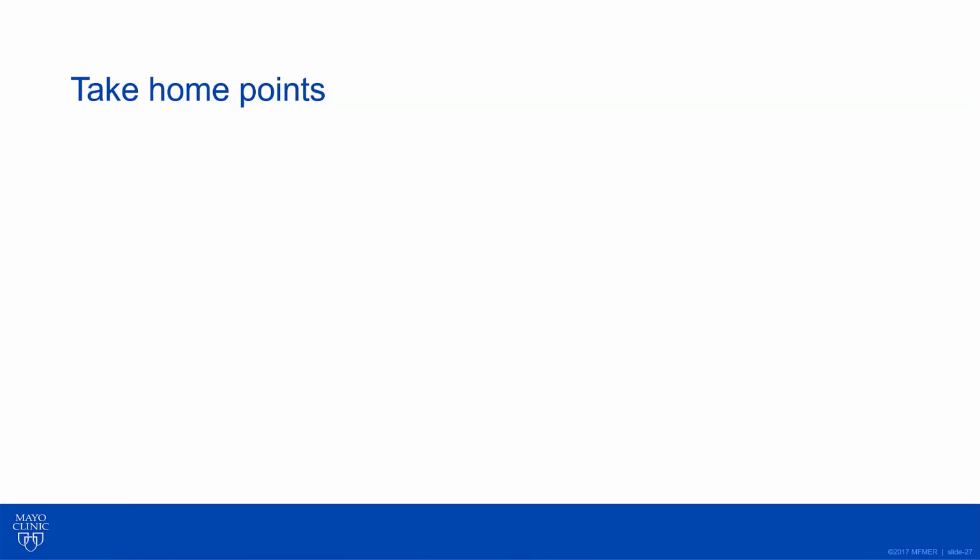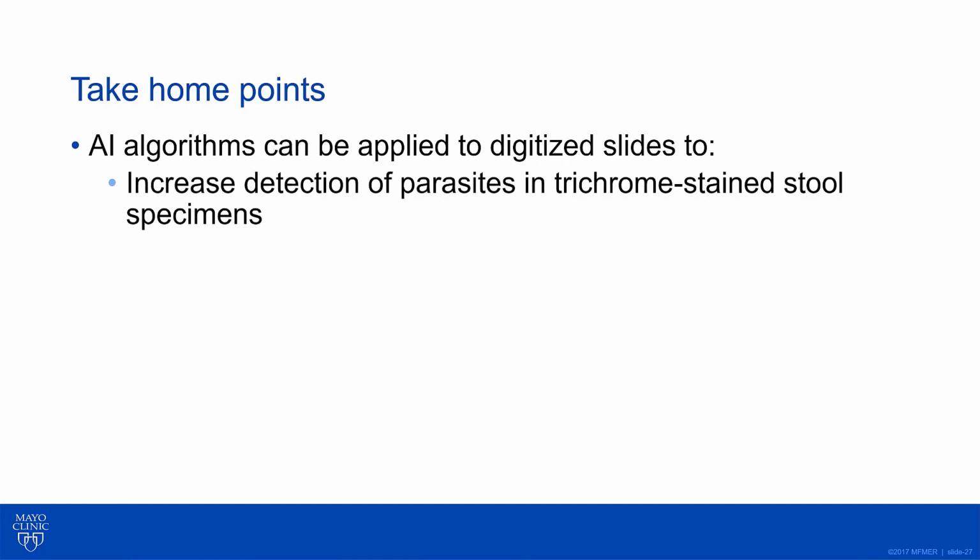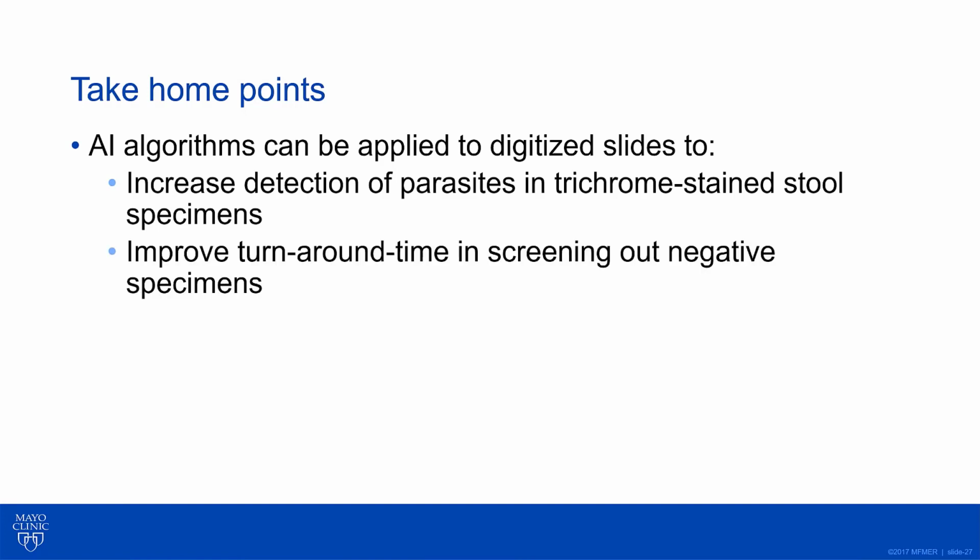So I'll leave you all with these take-home points. AI algorithms can be applied to digital slides. That's what we did in this instance. And we will be using this clinically very shortly. And they can be used specifically to increase the detection of parasites in trichrome-stained stool specimens, and improve turnaround time in screening out negative specimens. I didn't provide this data, but we were able to show that we could go from about 5 minutes to roll out a negative specimen down to 15 to 30 seconds. So significant improvement in our turnaround time of calling out negatives.